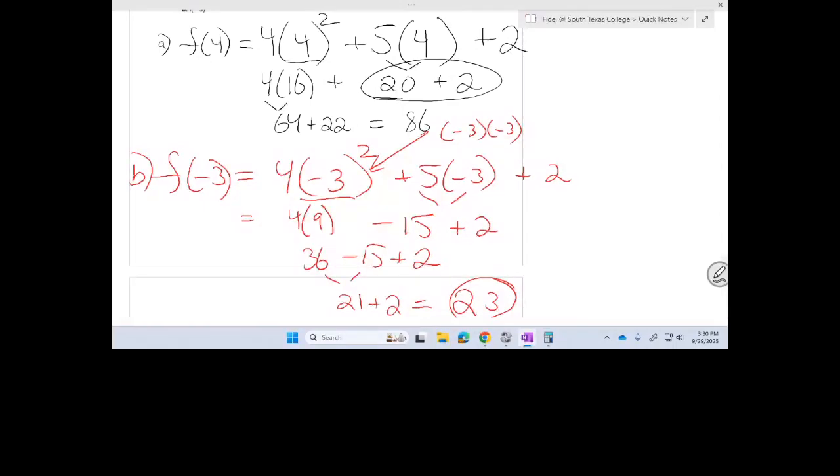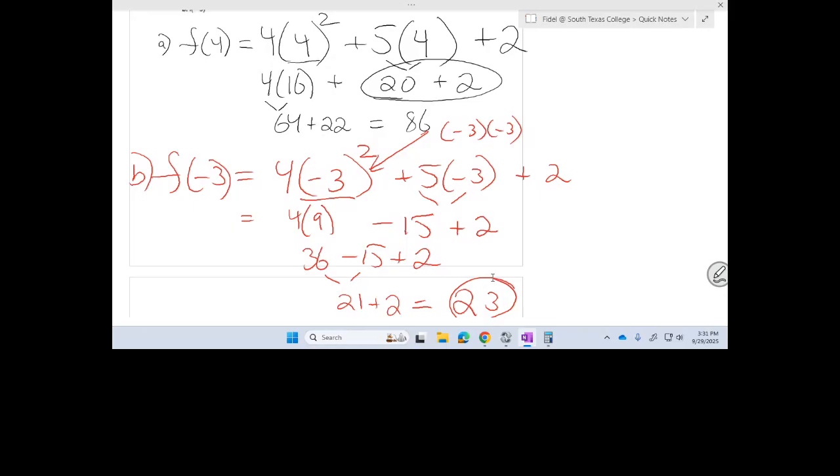Y'all, before I go on, what I want you to notice about these 2 problems that we just did is that from one line to the next, y'all, I'm pretty much doing one step, right? So from here to here, we squared the negative 3, we got a 9. We went ahead and multiplied that to give me a negative 15 and then the 2. Then we multiplied, we got our 36, and then we did one step. 36 minus 15, 21. And then 21 plus 2, 23.